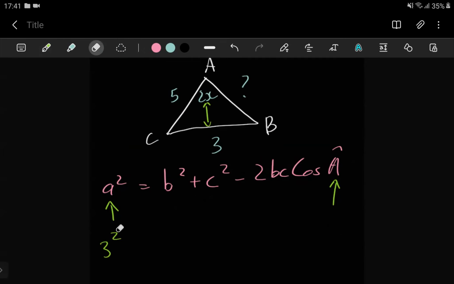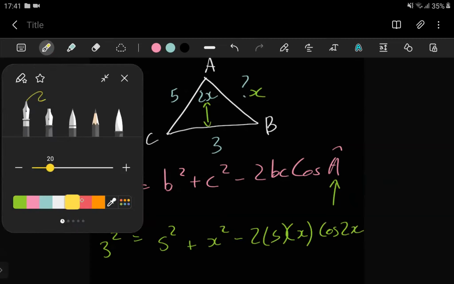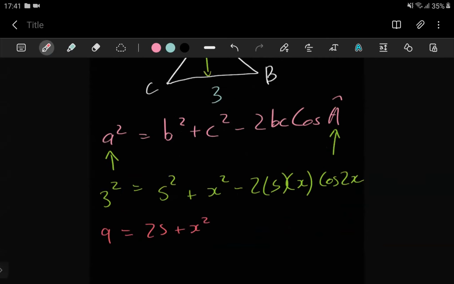You can just remember to put the 3 first. Because the moment you put the 3, you know that these are the ones that go for B and C. So here you'll put a 5, and here a missing angle. Let's just put an x there. And then here you'll have 2 times 5 times x, and then cos of 2x, like that. Perfect. So this is 9 equal to 25 plus x squared, and then you'll be able to carry on.